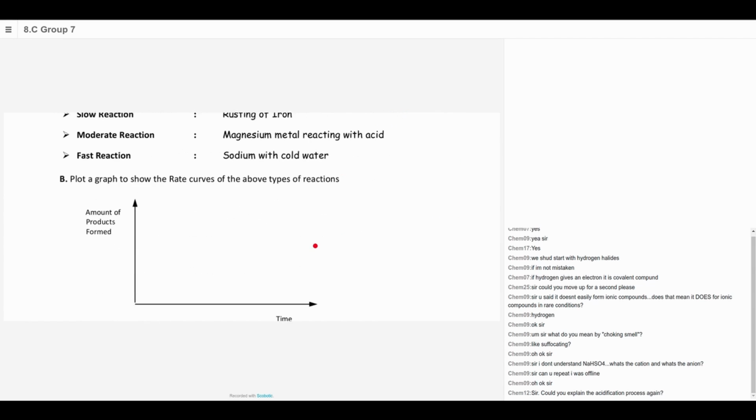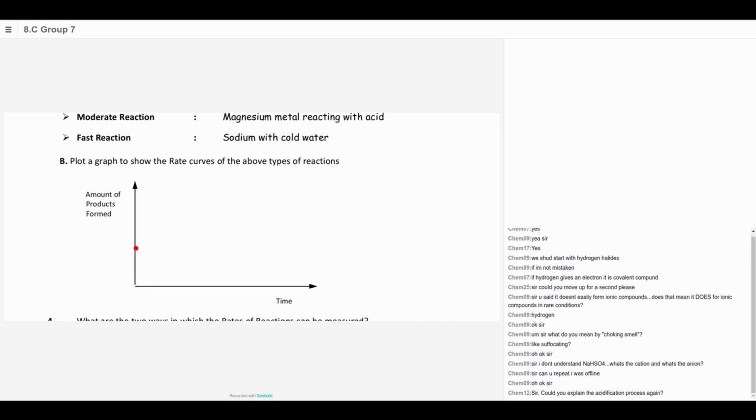So let's try to show these 3 types of reaction in a rate graph. In a graph, the independent variable, which is the variable being manipulated, goes on the x-axis, and the dependent variable, which is the observed effect of the independent variable, goes on the y-axis. That's like any other graph. Here we study how the amount of products varies with time, so time becomes our independent variable. For a fast reaction, you see the products produced at a very high rate and the reaction will come to an end in a short time.